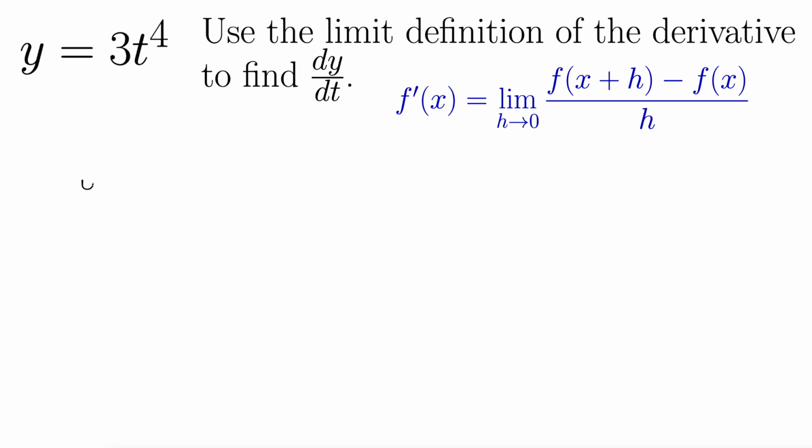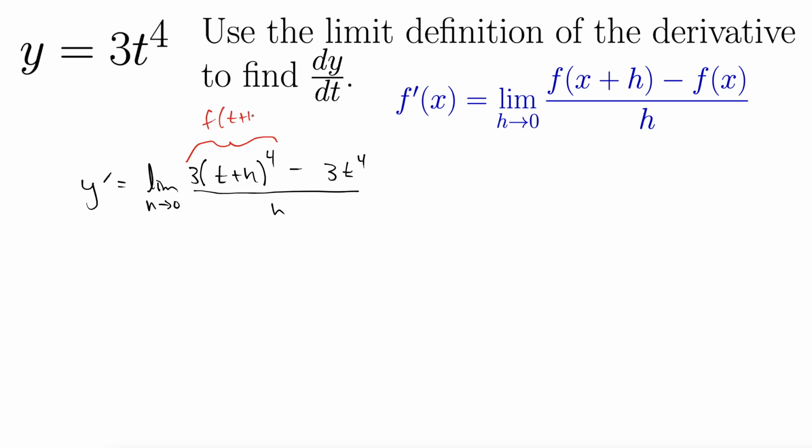So y prime is the limit as h goes to 0 of f of t plus h, so 3(t plus h) to the fourth minus 3t to the fourth, all over h. For this first one, f of t plus h, note that I just replaced t with parentheses t plus h, right? And this one over here, 3t to the fourth, is simply f of t. The question now becomes, how do we expand (t plus h) to the fourth?